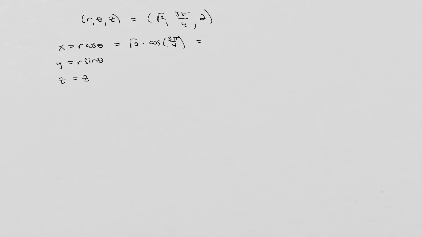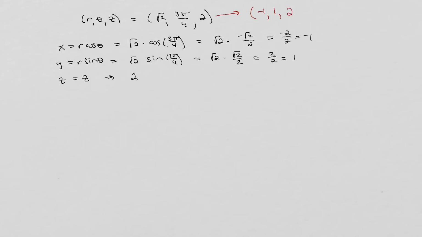All right. So that's just square root of 2 times negative square root of 2 over 2, which gives me negative 2 over 2, which is negative 1. For y, it'll be square root of 2 times sine of 3 pi over 4, which is square root of 2 times a positive square root of 2 over 2, which is 2 over 2 or 1. And here, I'll have 2. All right. So the point in the rectangular system here, we can rewrite as negative 1, 1, and 2 in the rectangular coordinate system. Okay.